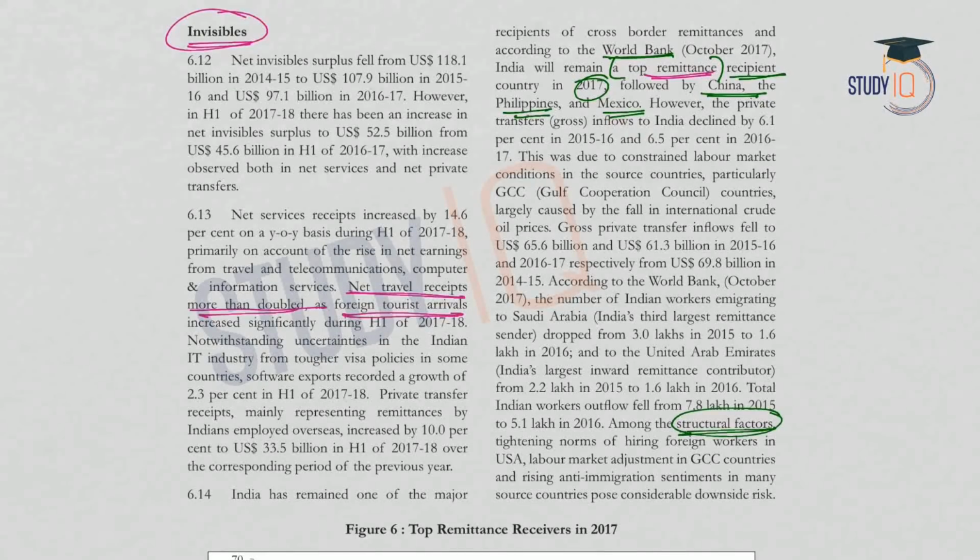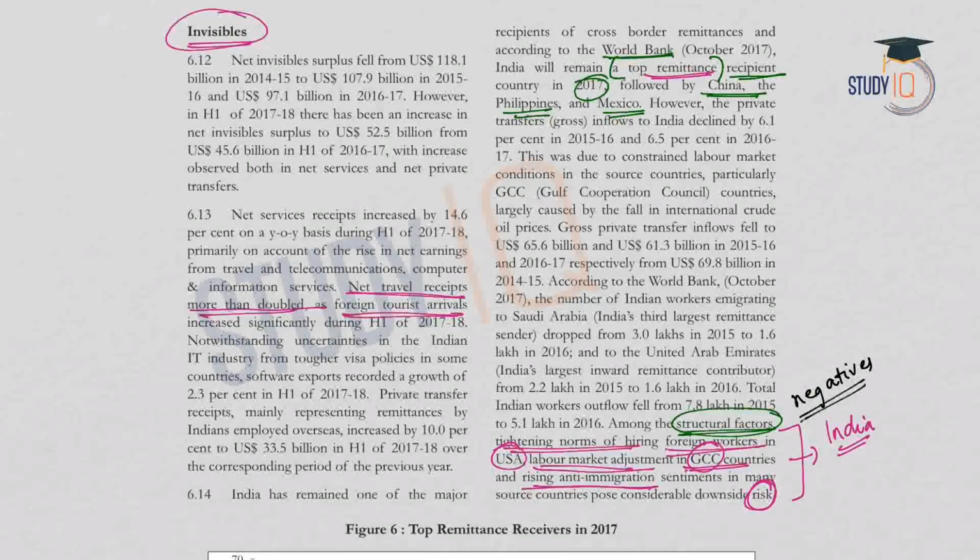Structural factors are affecting the remittance receipts of our country, like the tightening norms of the hiring foreign workers in USA, again labor market adjustments in Gulf countries, GCC countries, rising anti-immigration sentiments in many countries. So all these factors are posing a risk for our country India. So there are chances that these factors will have a negative impact on the remittances growth in the country.